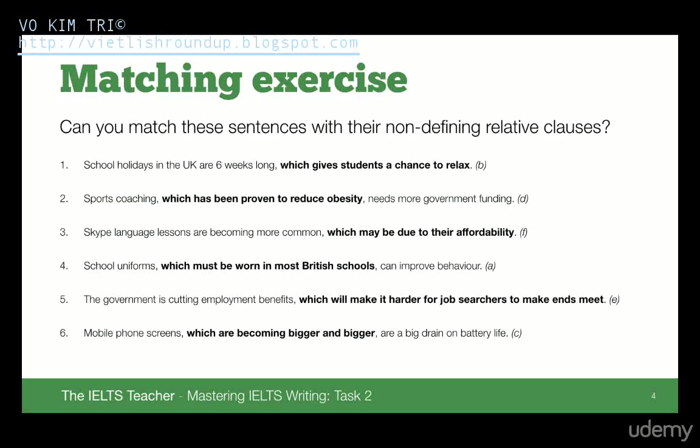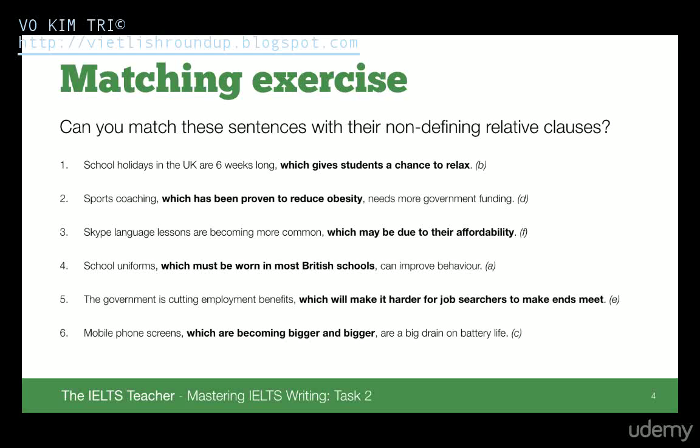They are becoming more common, perhaps due to the fact that they are quite affordable. No course book fees, no travel fees, visa applications, all that sort of stuff. But the important thing here, the non-defining relative clause, we are giving more information about the whole expression. Skype language lessons are becoming more common. Number 4, school uniforms, which must be worn in most British schools, can improve behaviour. Again, just choosing to give more information about school uniforms.